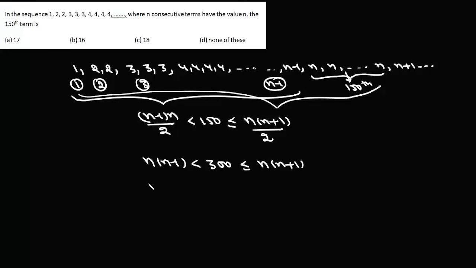Now we know that 16 into 17 is 272. We need two consecutive terms, and 17 into 18 is 306. So that means the value of n must be 17, and that's your option A.